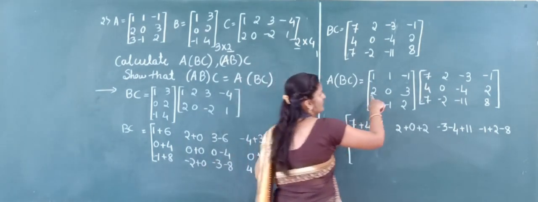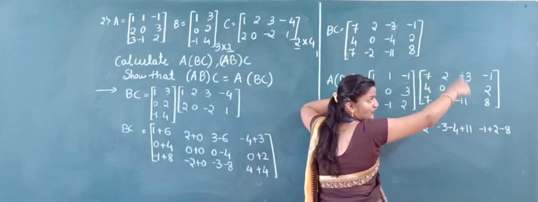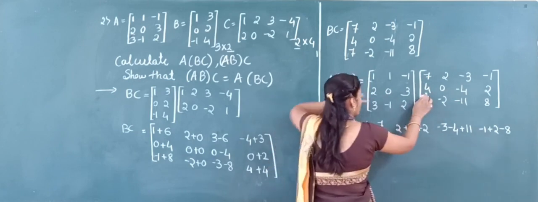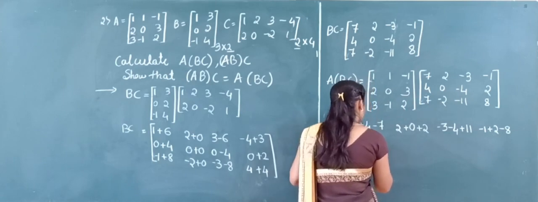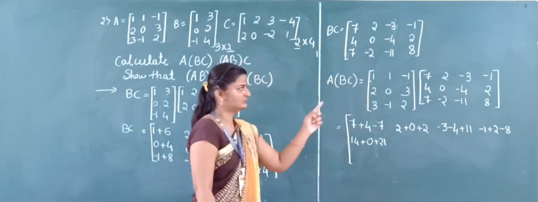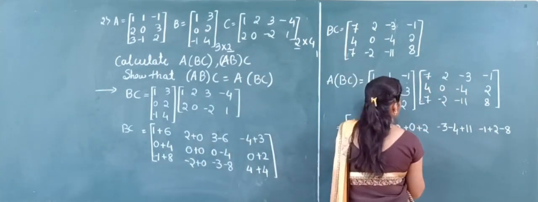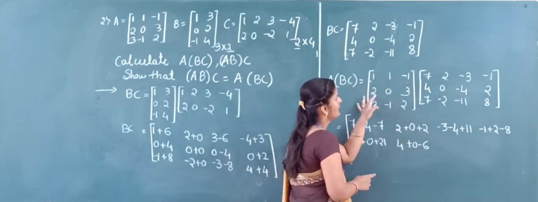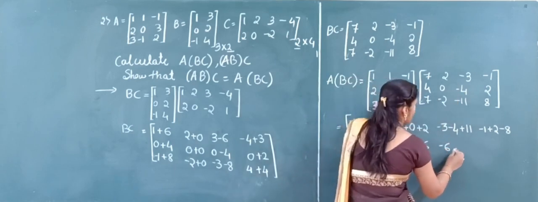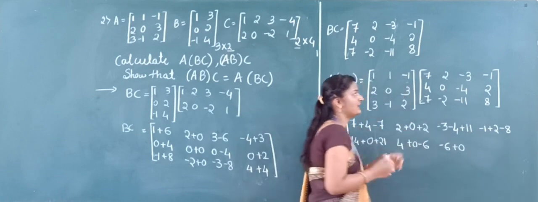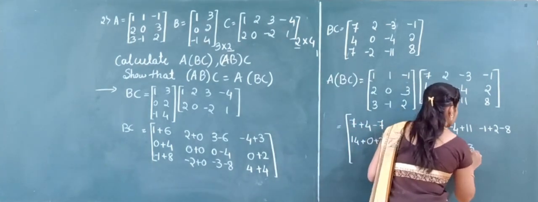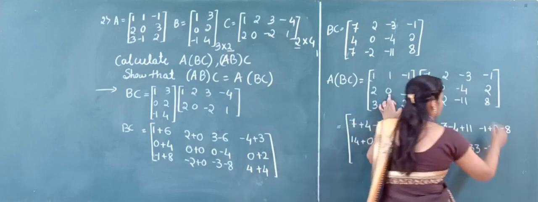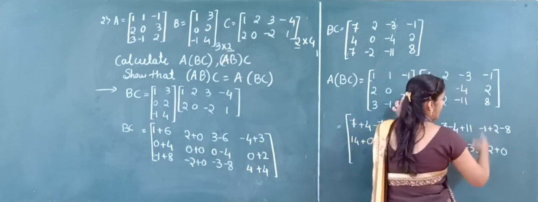Next, with respect to the second row 2, 0, 3, you have to multiply with the corresponding columns. 2 sevens are 14, plus 0 into 4 is 0, 3 into 7 is 21. 2 into 2 is 4, 0 into 0 is 0, 3 into minus 2 is minus 6. 2 into minus 3 is minus 6, 0 into minus 4 is 0, 3 into minus 11 is minus 33. 2 into minus 1 is minus 2, 0 into 2 is 0, 3 into 8 is 24.